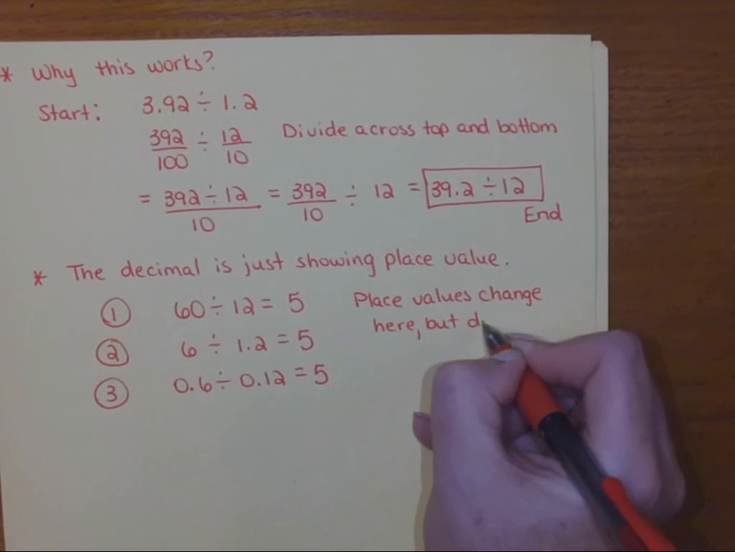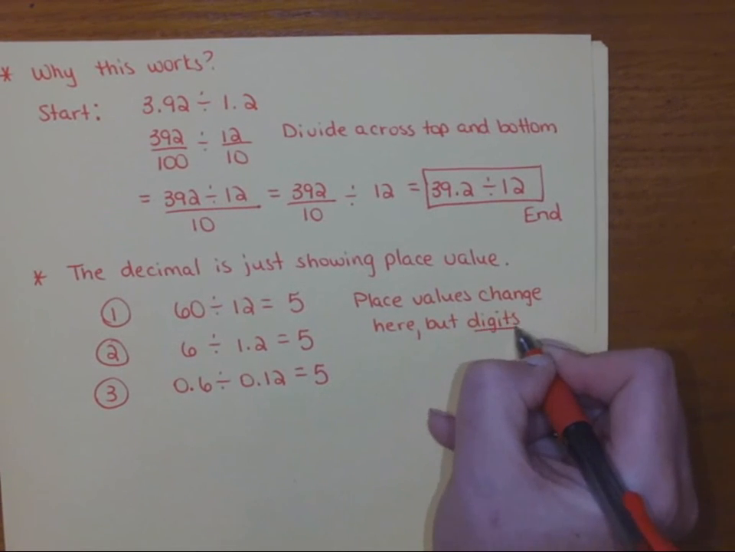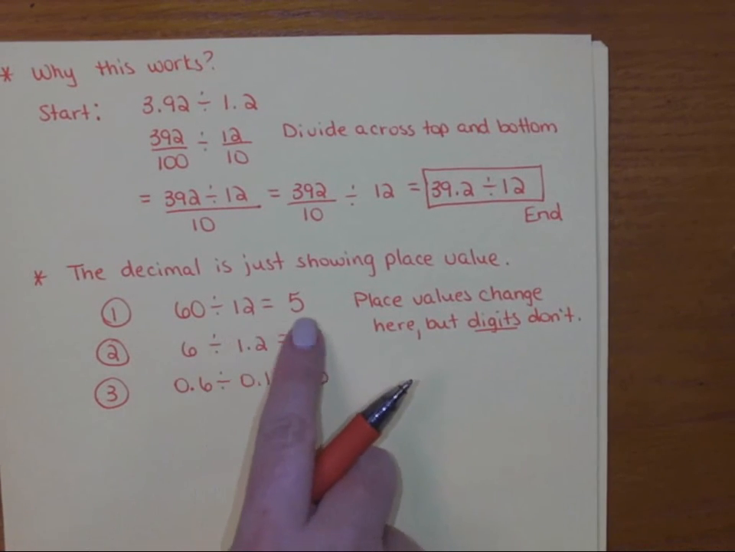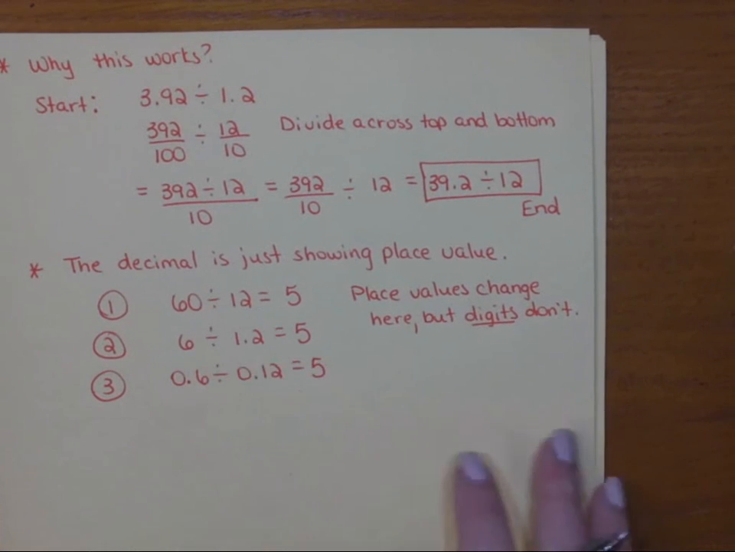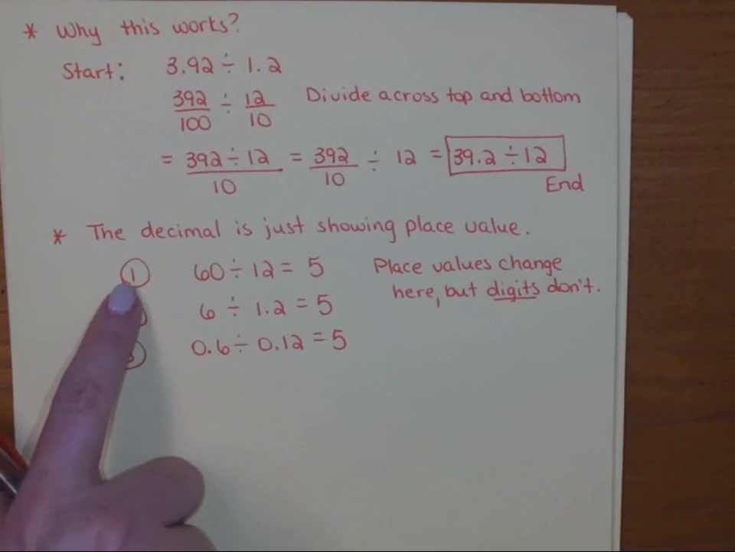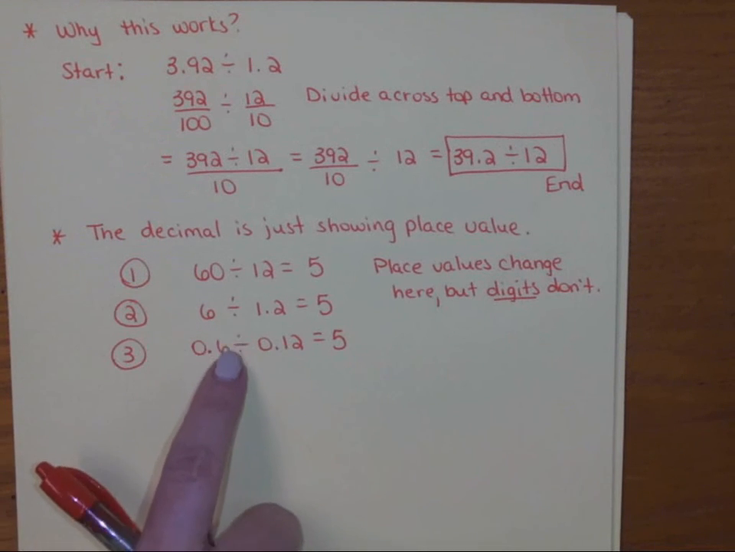And also our digits don't. Digits meaning the 6 doesn't, the 5 answer doesn't, the 1 and the 2 don't. So the reason we do this method is it's a lot easier, it's a lot less brain straining, right, to do 60 divided by 12 than it is to do either one of these.